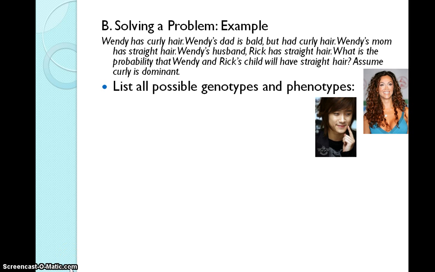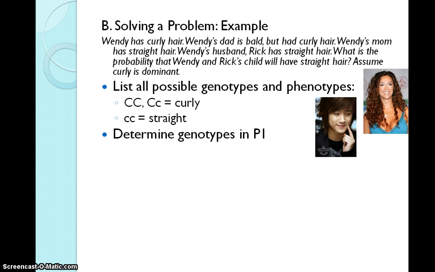So our first step would be to list the different genotypes and phenotypes that are possible for this trait. We know that curly is dominant, so big C would be curly, and big C, little c would also be curly because it is dominant. This means that straight is the recessive trait, so straight hair would need to be little c, little c.